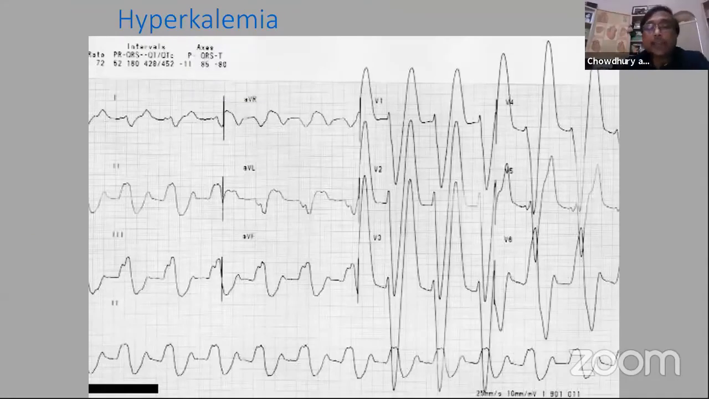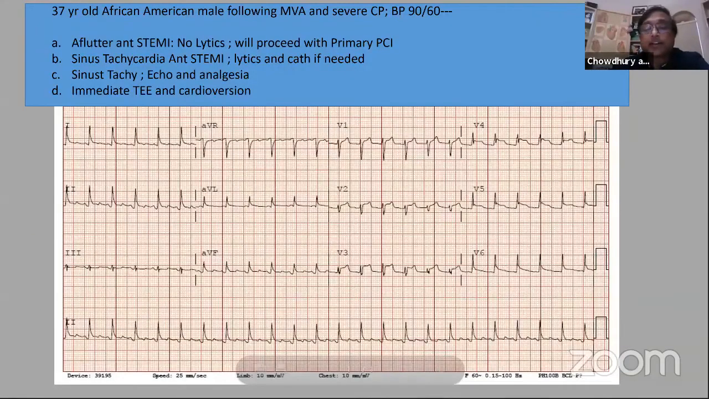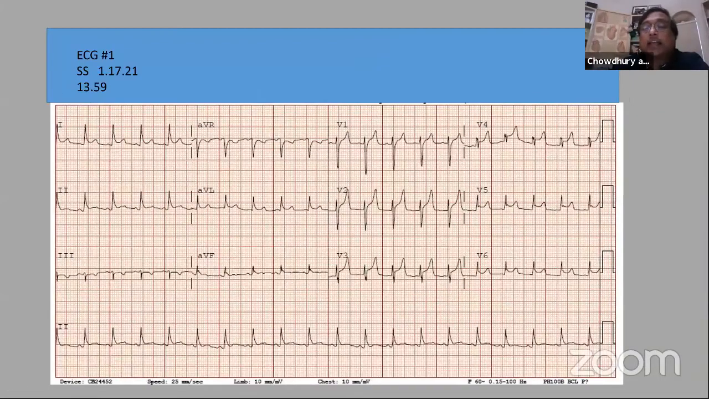So how about this one? Should we call this an ST segment elevation MI, or should we call this, by the way, this looks like a pretty regular RR interval, atrial flutter, and then precordial ST segment elevation. And what should we do? We actually controlled the rate and it still looks elevated, no reciprocal changes. And the dialysis patient, hyperkalemia, turns out to be pericarditis with this.